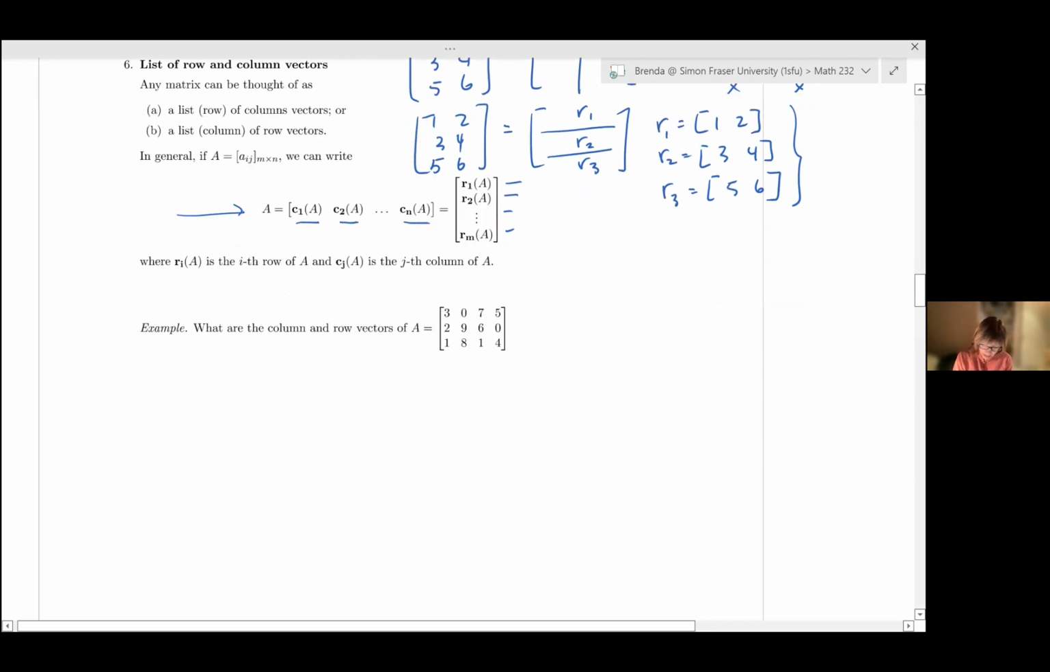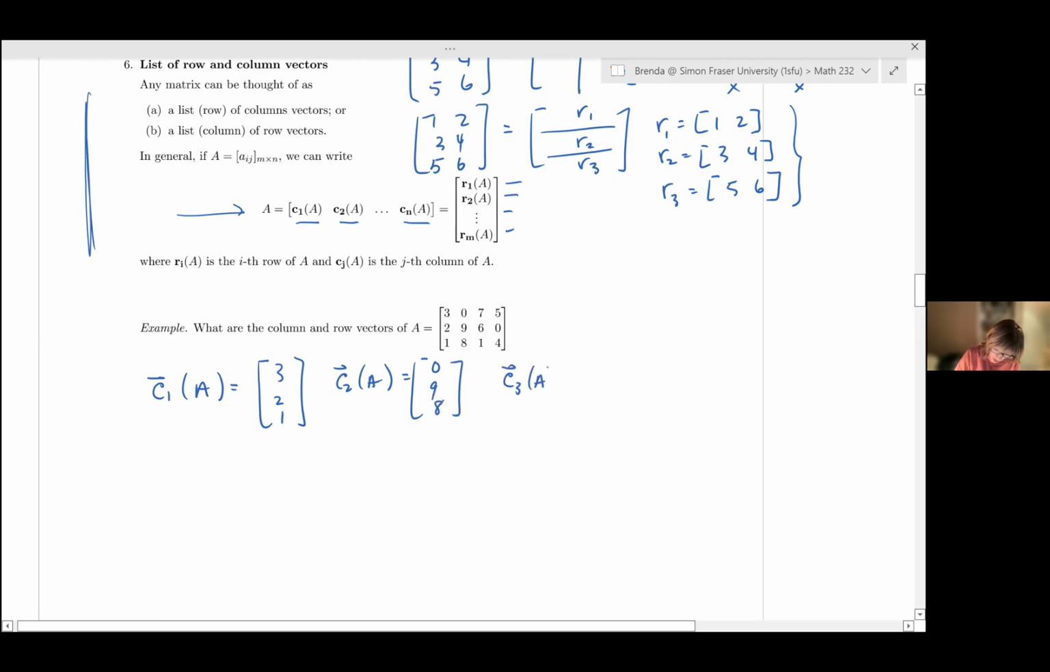Okay, so we're just going to quickly write out the row and column vectors of A. Good. Another good chance to stop the video and just make sure that you've understood the explanation by attempting to do the exercise here. So I would write this in this manner. Column 1 of A. Let's see, what is column 1 of A? It is 3, 2, 1. Column 2 of A is 0, 9, 8. Column 3, notice these are vectors. Column 3 of A is 7, 6, 1. Column 4 of A is 5, 0, 4.